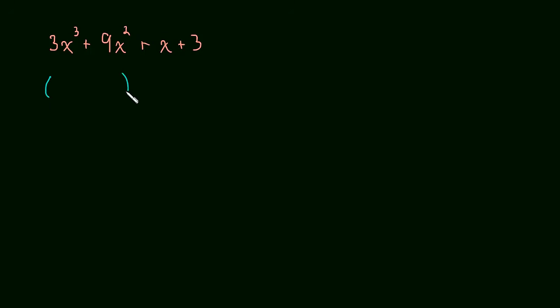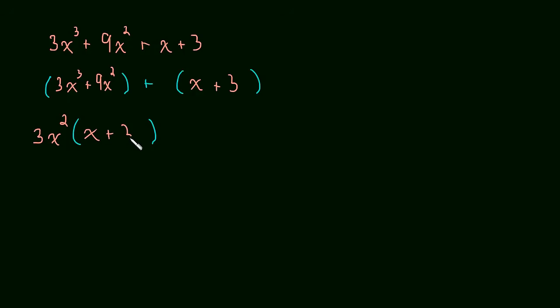So we're just going to set up our groups here, and we have 3x cubed plus 9x squared plus x plus 3. Well, what can we factor out of the group on the left? We can take out an entire 3x squared, right? And now on the inside, we'll be left with just an x plus 3, right?